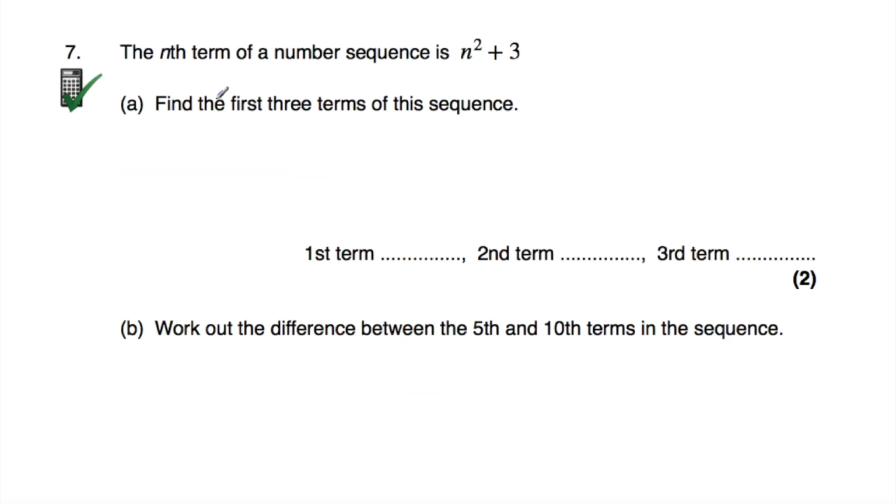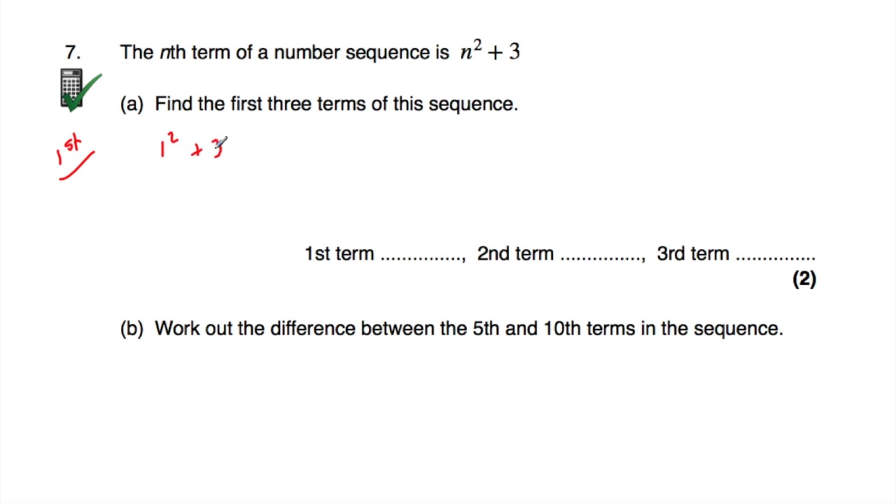Okay, let's look at our next question, question number 7. So question number 7 says the nth term of a number sequence is n squared plus 3. And part A says find the first 3 terms of the sequence. So to find the first 3 terms of the sequence, we're going to substitute in values of n of 1, 2, and 3. We're going to do 1 squared plus 3, 2 squared plus 3, and 3 squared plus 3, and that'll give us the first 3 terms of the sequence. So in terms of the first term in the sequence, we would do 1 squared plus 3.